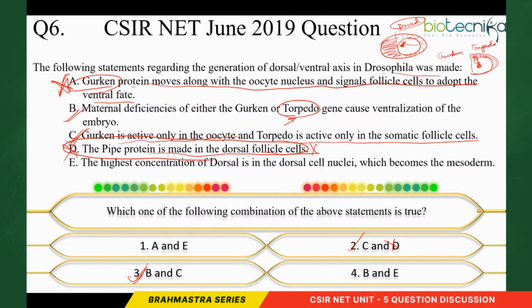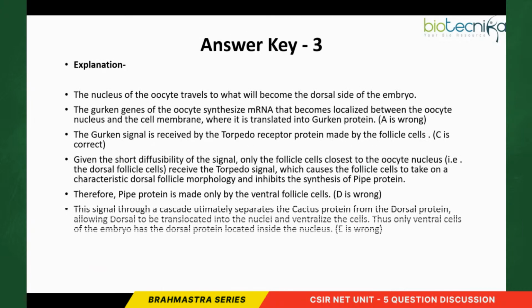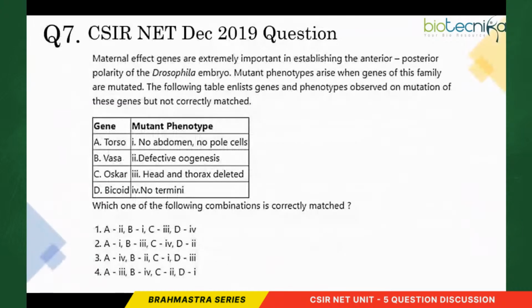And why is B correct? Because of maternal deficiencies of either gherkin or torpedo. If either of these is not present, then pipe protein will be synthesized. And pipe synthesized means cactus is degraded and dorsal is free to enter the nucleus to give ventralization. So that would cause ventralization. B is right. Highest concentration of dorsal is in the dorsal cell nuclei. No, dorsal would be free in the ventral side, so not in the dorsal side. Okay. This is the explanation. You can read it later from the recording.